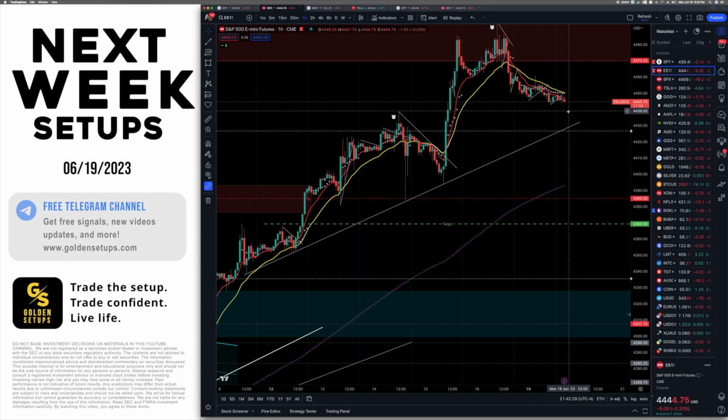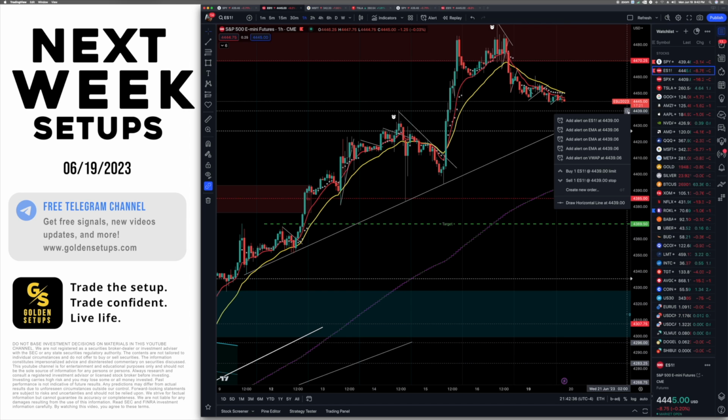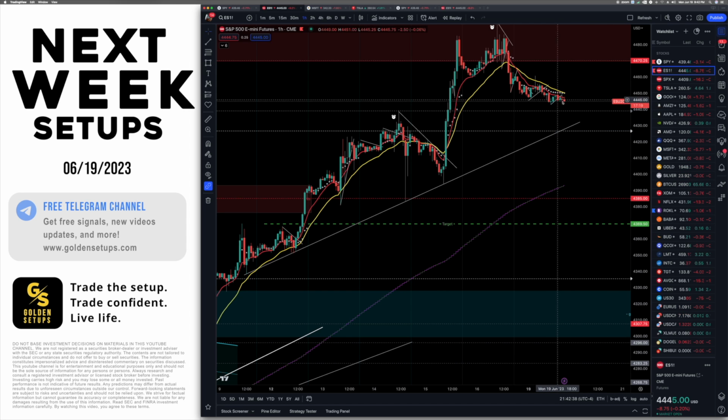But I think at the very minimum, our first stop is going to be 44.39 right here. I'm going to actually set an alert right here. Okay, add an alert. I'm going to go ahead and set an alert right there. If we break down below that, then I'm looking at the trend line.